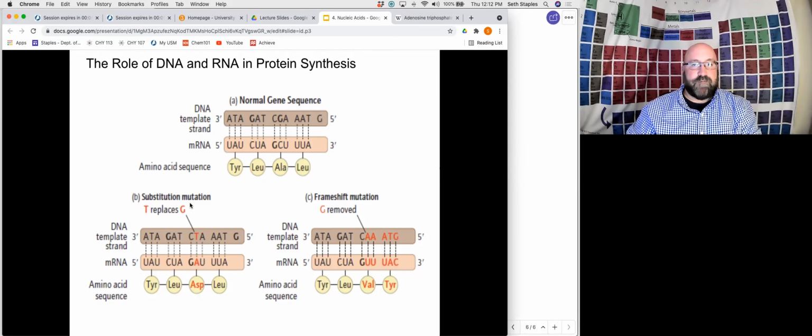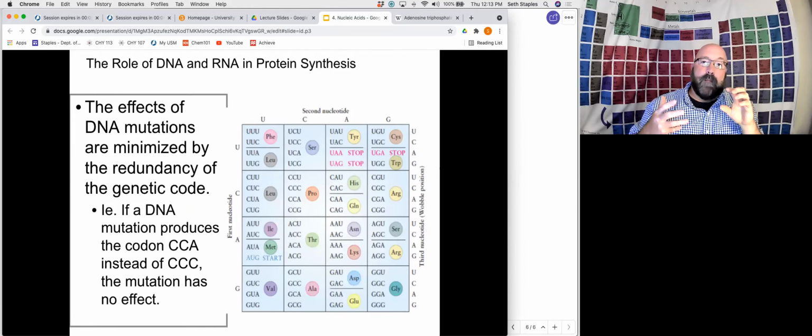Or a frame shift. So in a frame shift, this guanine right here was actually removed, shifted everything off a bit. Now we get valine and tyrosine. These are codons that would code for valine and a codon that codes for tyrosine. And so that can throw off the genetic code. That ends up throwing off the proteins that are actually formed.